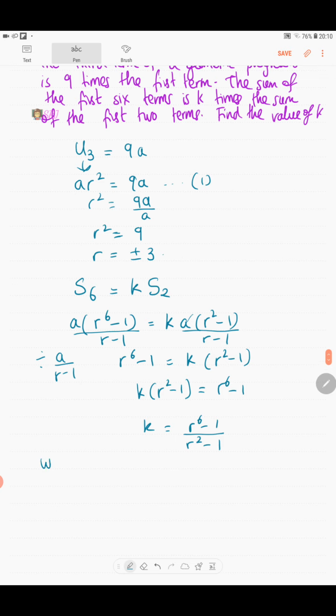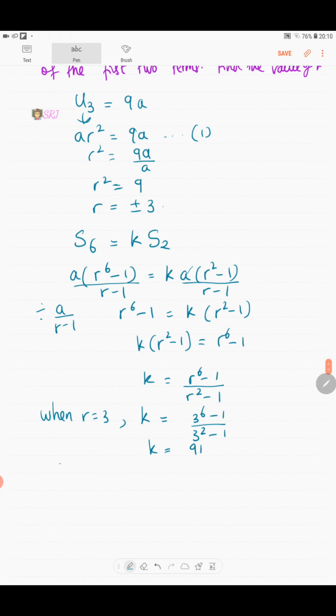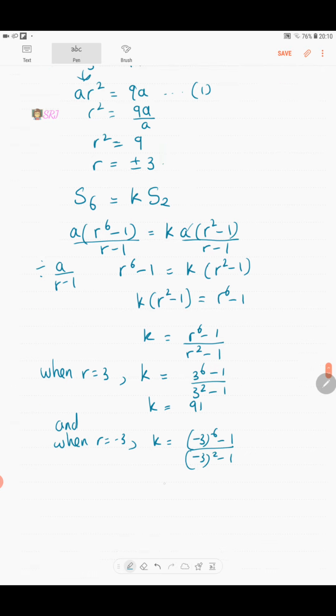So now when r is equal to 3, we obtain k as 3 power 6 minus 1 over 3 square minus 1. This is 91. So k is equal to 91. And when r is equal to minus 3, k is equal to minus 3 power 6 minus 1 over minus 3 to the square minus 1. Again, we obtain k as 91. Hence, k is equal to 91.